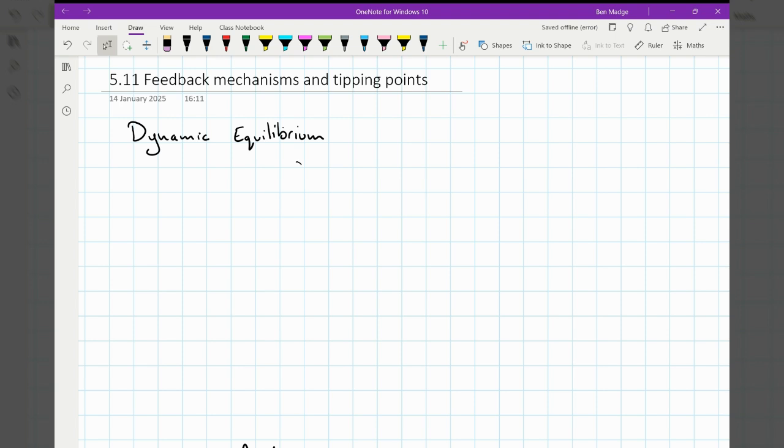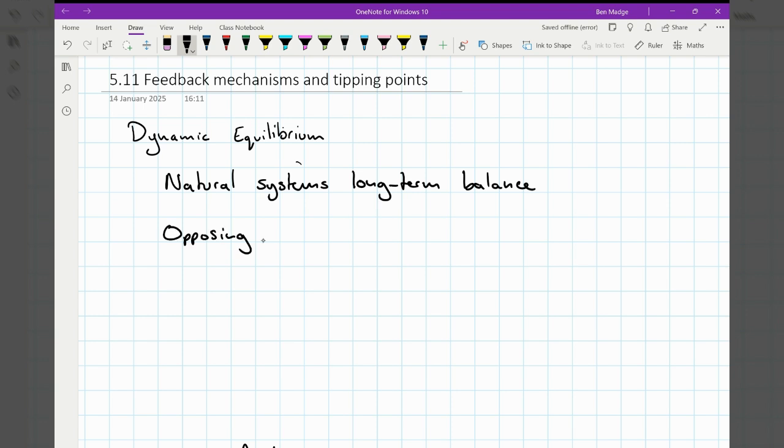So the first one we're going to look at is dynamic equilibrium, and we have come across this before, but it is where natural systems are in long-term balance. So we have opposing processes that maintain that balance.